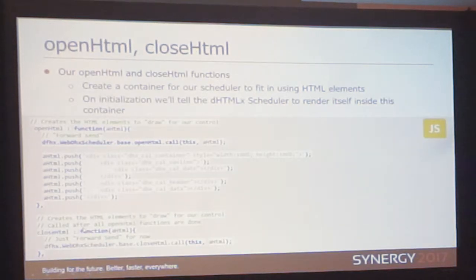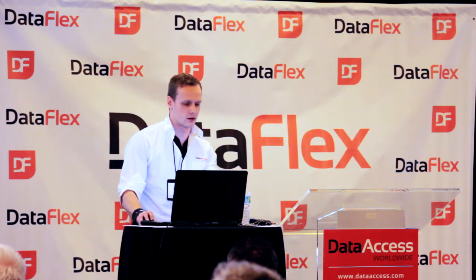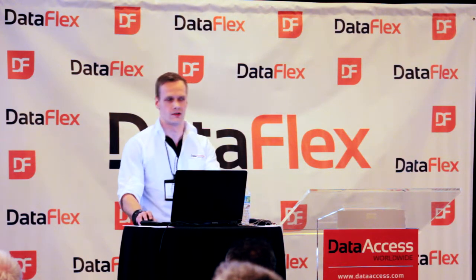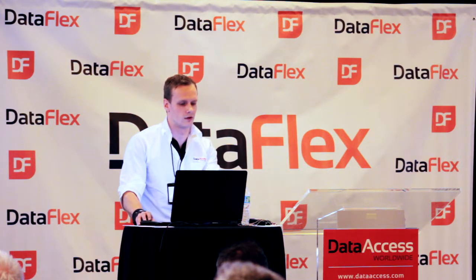So again, what that will look like for our scheduler control. I've created our OpenHTML function here. It's a function in JavaScript. And basically what it does is add a bunch of HTML elements to our document. Now what we're creating here is an HTML container for our scheduler control to fit in. Now at the CloseHTML, we get to add some closing HTML tags. In our case, we've already done everything we need to do in the OpenHTML function, so we can just forward send. This is the equivalent of a forward send, and call that a day.